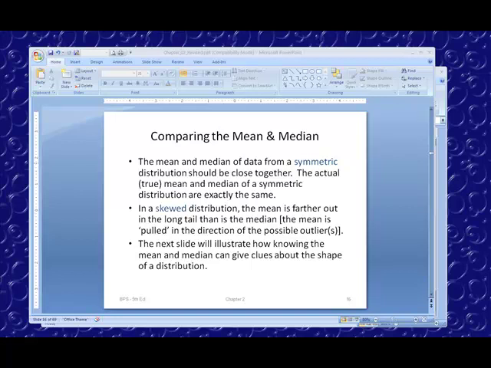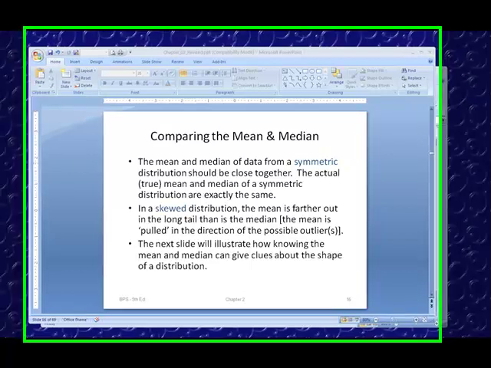Returning to Chapter 2, we're going to compare the mean and the median. If we have a symmetric distribution, the mean and the median will have very similar values. If there's a skewed distribution, the mean is going to be further out in the long tail. So if you have a left skewed distribution, the mean is going to go further left, so it's going to be smaller than the median. If you have a right skewed distribution, the mean will be greater than the median. Again, the mean is going to follow where the long tail is.